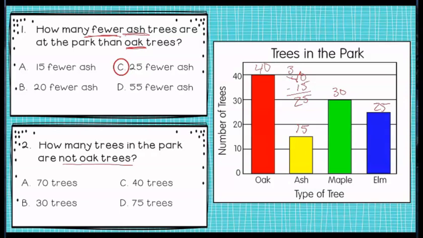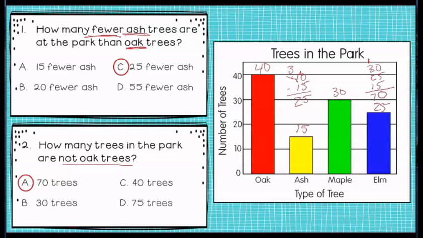So let's see, we've got 30 plus 25 plus 15. Let's add them up. So 0 plus 5 is 5, plus 5 is 10. Put down the 0. Carry the 1. 3 plus 1 is 4. Plus 2, 4, 5, 6. Plus 1 is 7. Let's see. Do we have 70 trees?